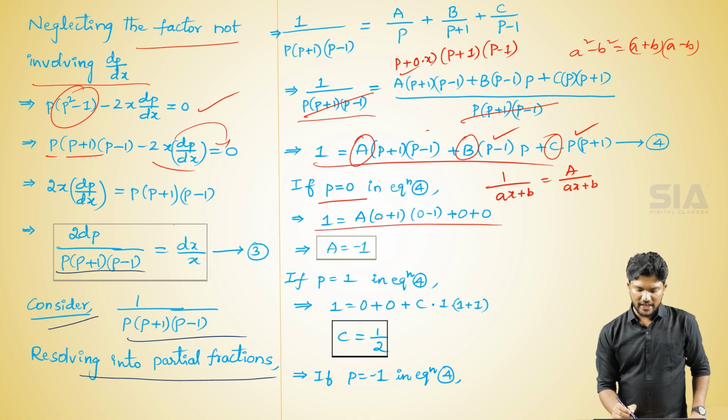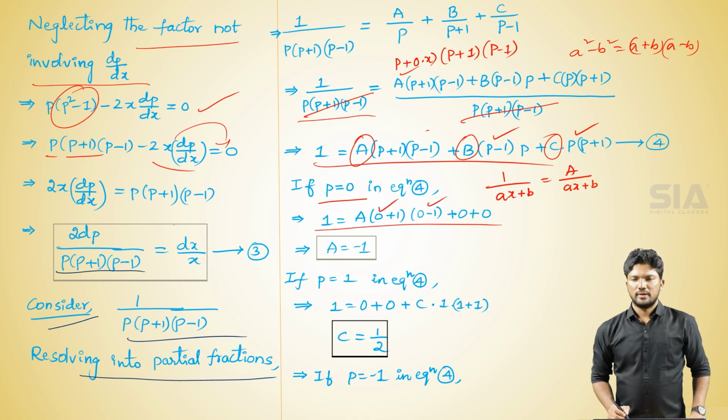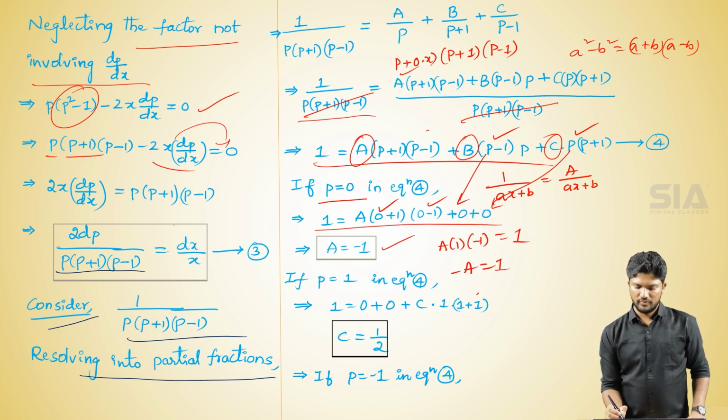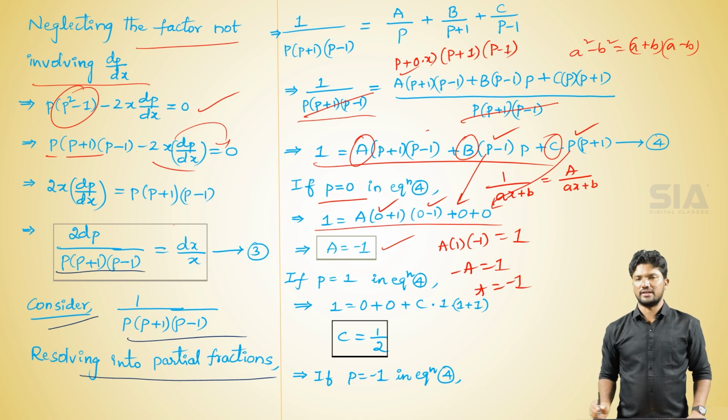In RHS, A into, in place of p substitute 0: 0 plus 1, 0 minus 1, plus B into something with 0, C into 0, which is 0. So A into 1 into minus 1 is equal to 1, therefore minus A is equal to 1, so A is equal to minus 1.